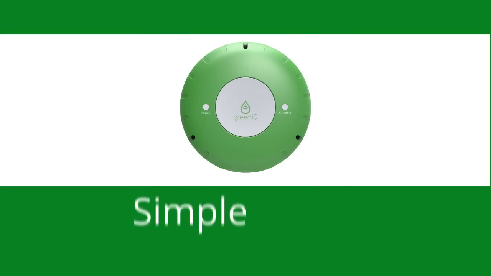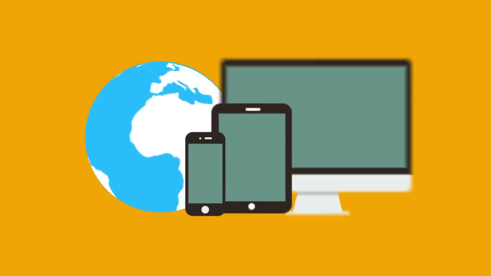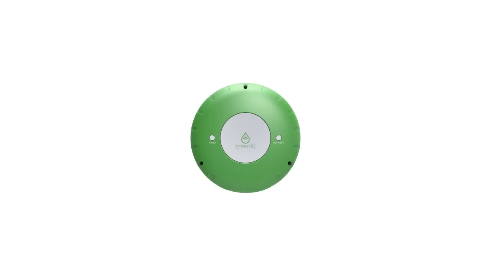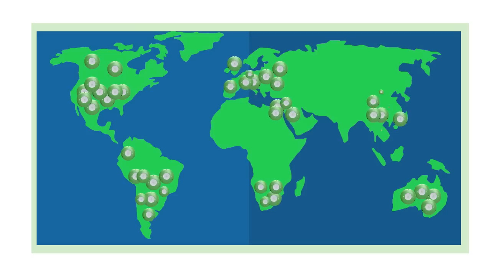The Smart Garden Hub is simple to use and can be controlled from anywhere in the world via your smartphone, tablet, or PC. Simply disconnect your old irrigation controller, plug in your Smart Garden Hub, and start saving water and money today. GreenIQ is the leader of the smart garden revolution.